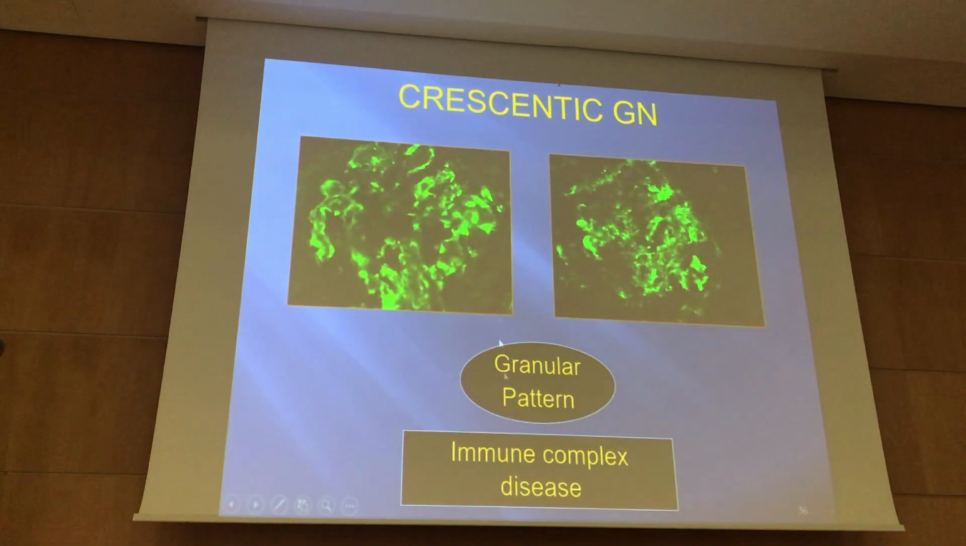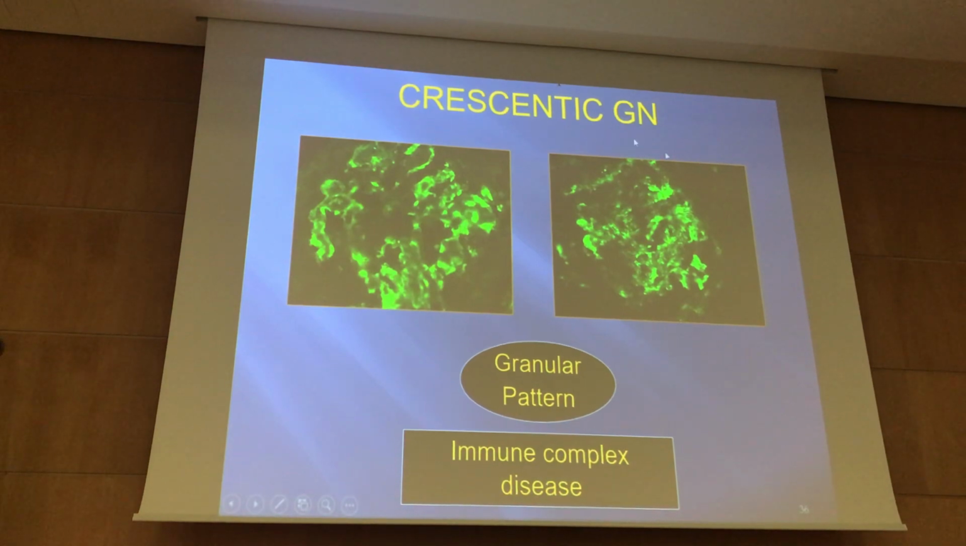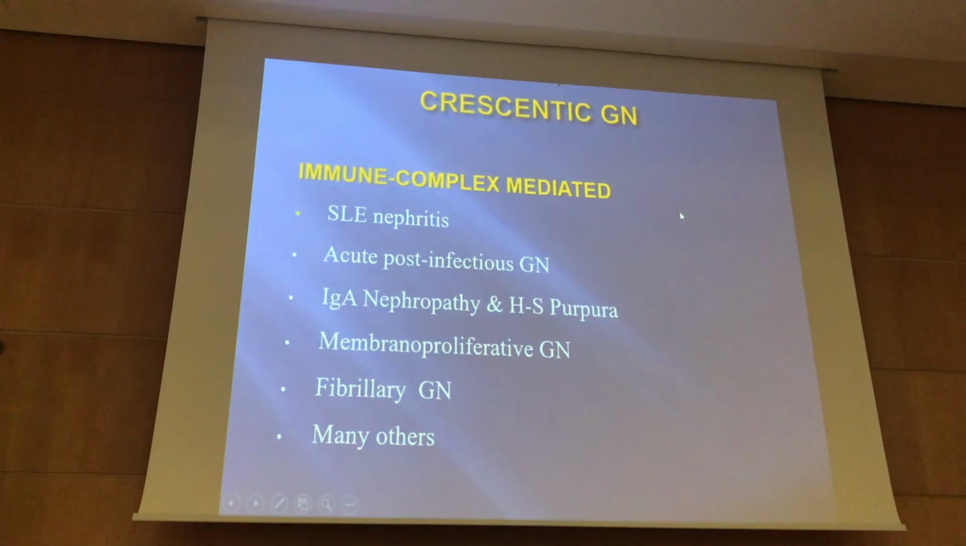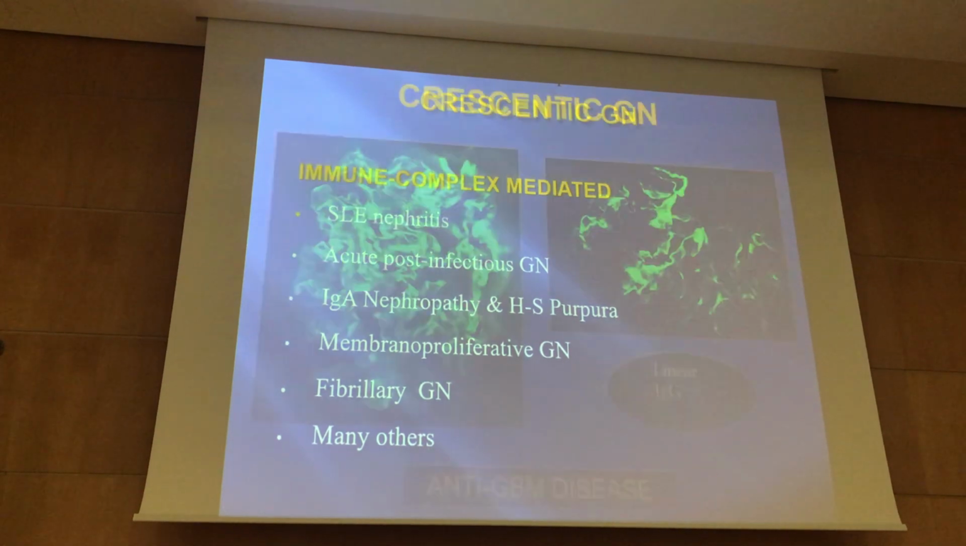So this is how, if it is immune complexes, you see granular deposits of these immune complexes in the glomeruli, right? And what are the different diseases? It is SLE, acute post-streptococcal, IgA nephropathy or HSP, membranoproliferative glomerulonephritis, fibrillary glomerulonephritis, or many others. So these are what can cause this one.